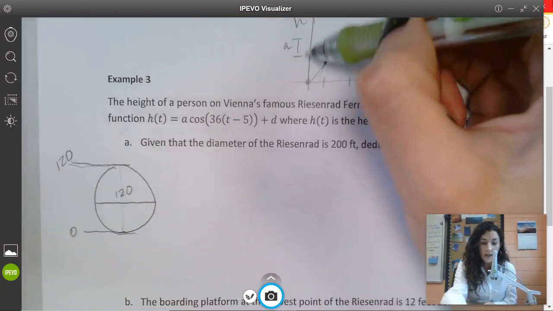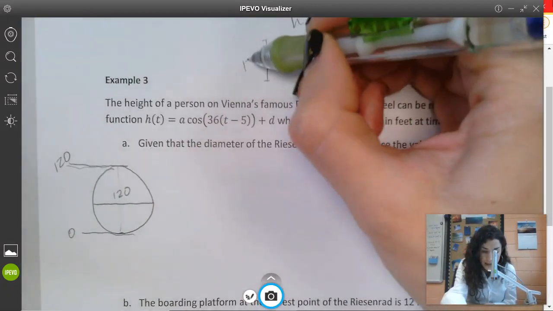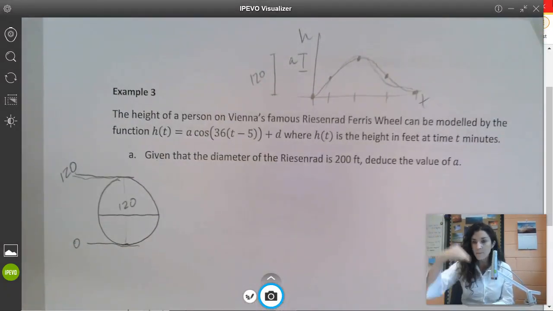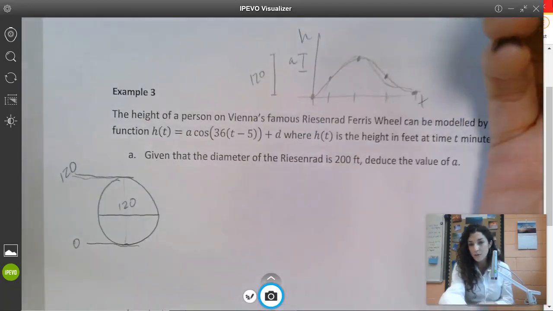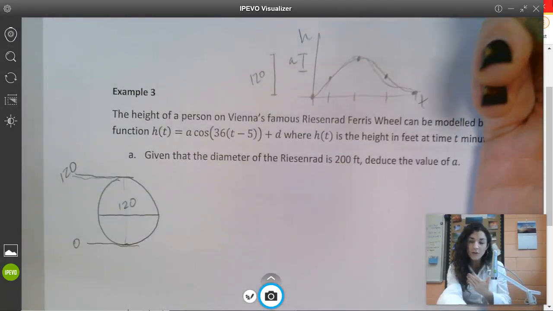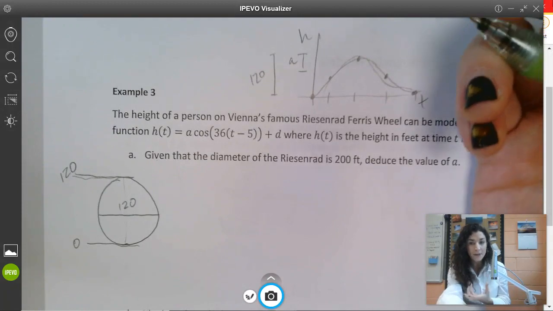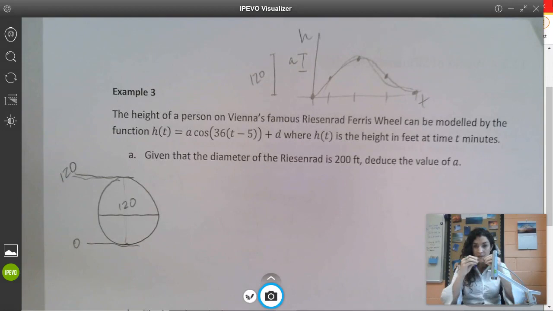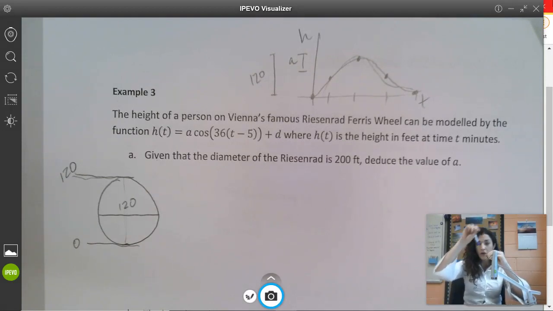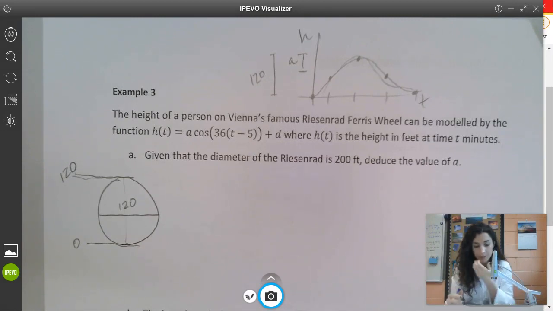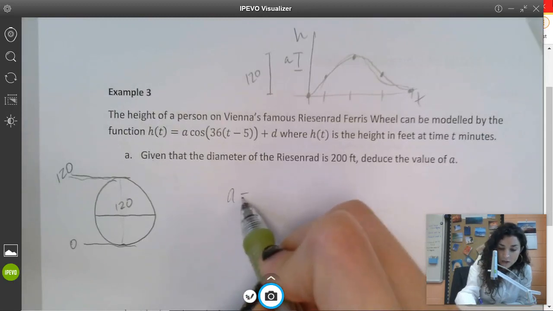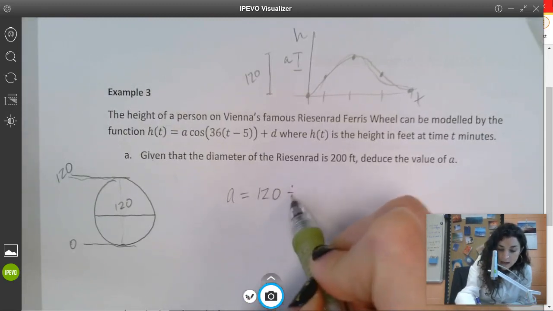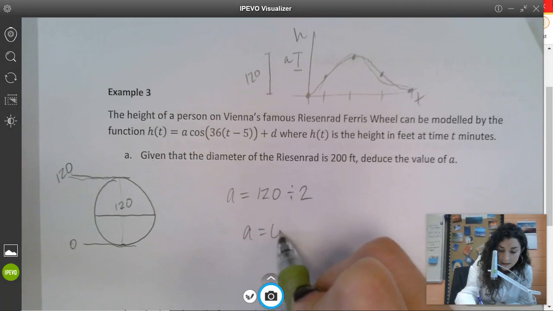Which means if your total distance is 120 between the top and the bottom, then A would just be half of that. So with circular motions, A, your amplitude, is always your radius. Your radius is always from the center of the circle. It's the distance between how tall you are and how down you go from the center, right? So A is just equal to 120 divided by 2. So A is equal to 60.